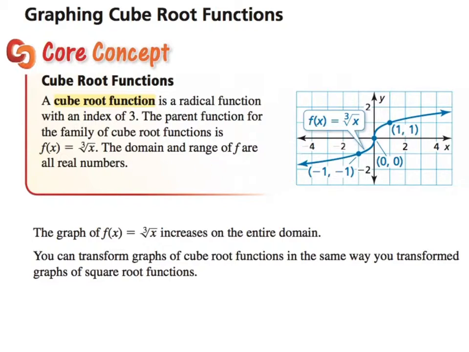And why is that? Because you can take the cube root of a negative. So therefore negatives work here. The graph increases on the entire domain. Notice, increasing, increasing, still increasing. It increases the entire time. You can transform graphs of cube root functions in the same way you have transformed graphs of other functions.